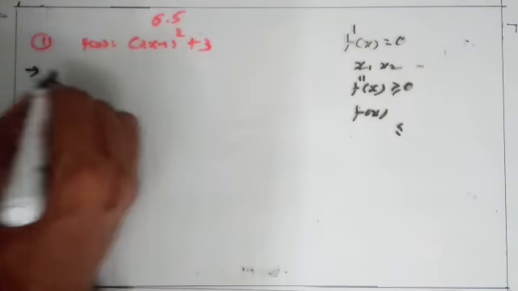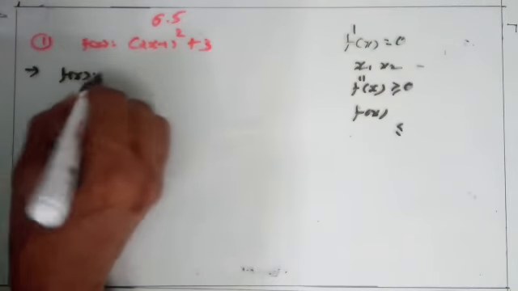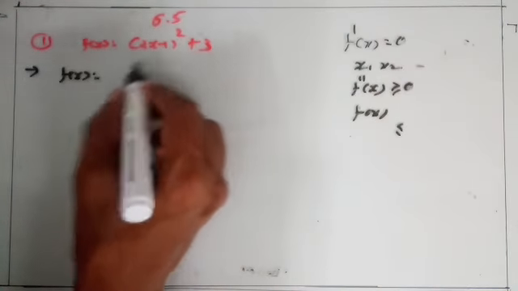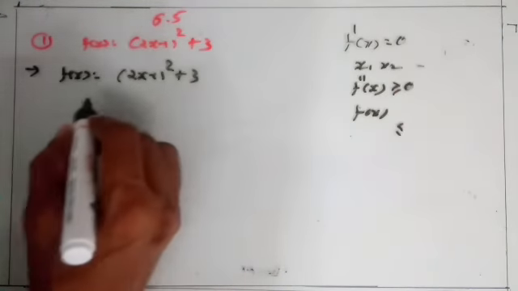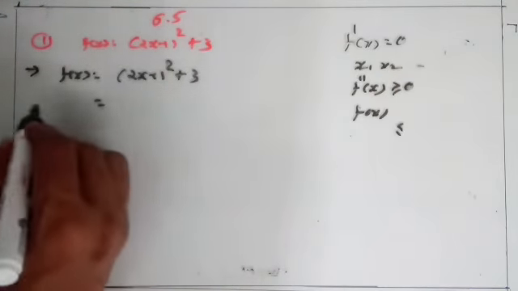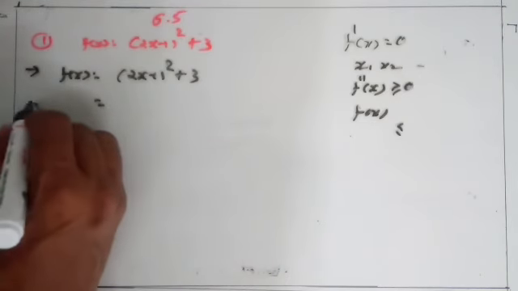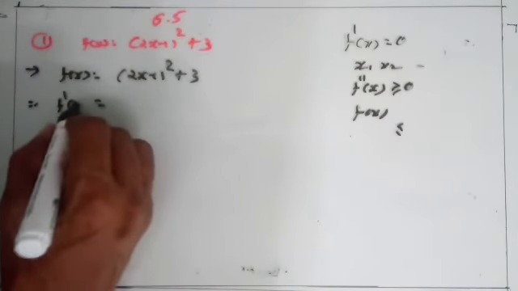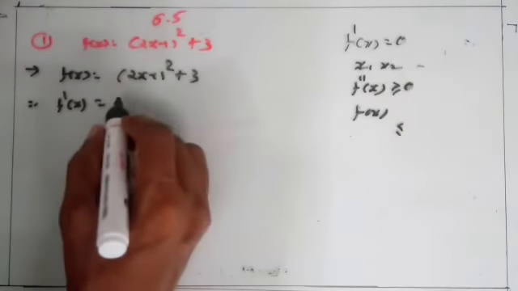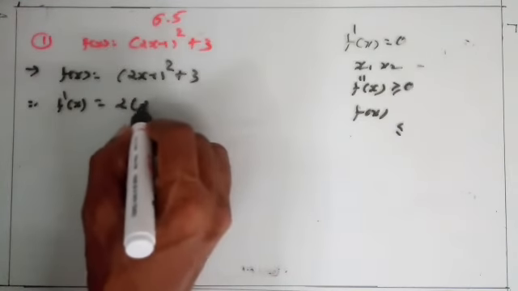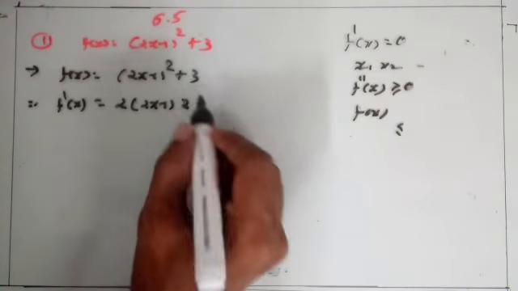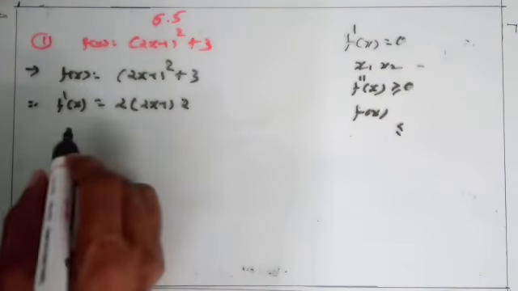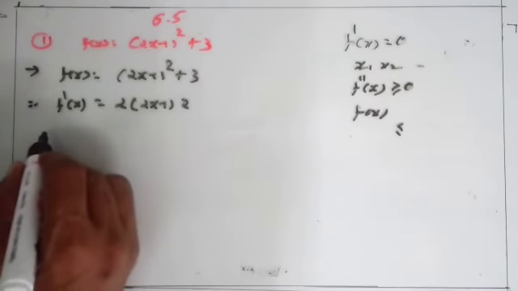Clear? Here f(x) is equal to (2x minus 1) raised to 2 plus 3. Now simplify this and get the derivative. f dash x is equal to 2 into (2x minus 1) into the derivative of 2x minus 1, which is 2, plus the derivative of 3, which is 0. Now compare with 0.